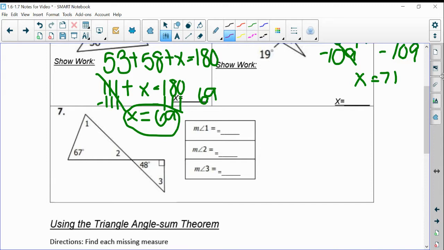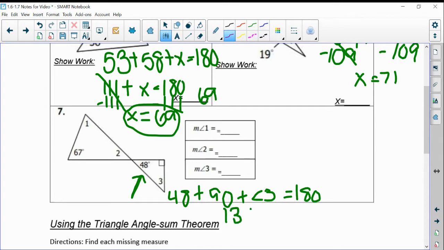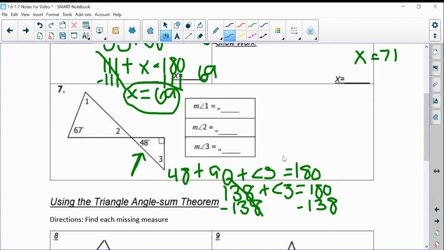So for my first triangle, I have 48 plus 90 plus angle 3 measure equals 180. I know 48 and 90 is going to give me 138. So 138 plus angle 3 equals 180. Take 138 from both sides. And we get that the measure of angle 3 is going to be equal to 42.